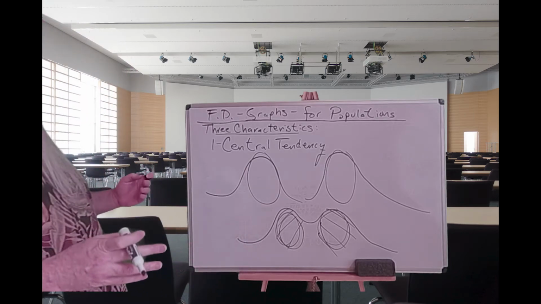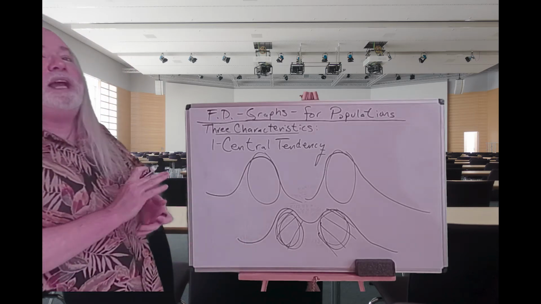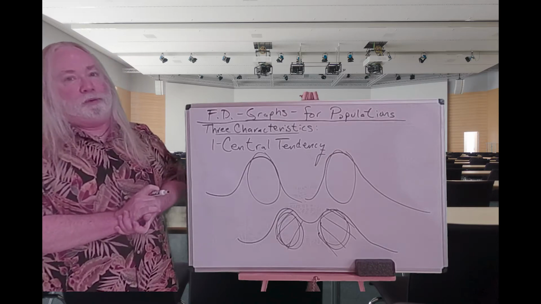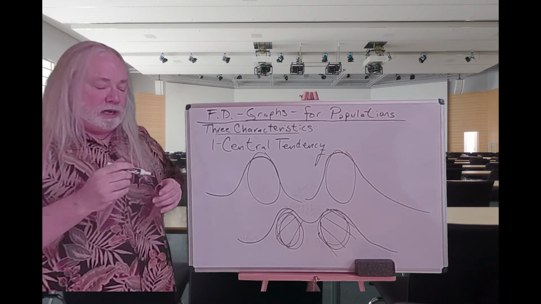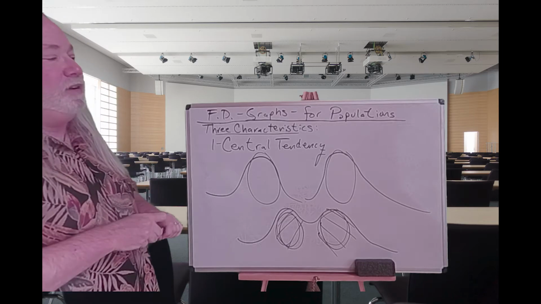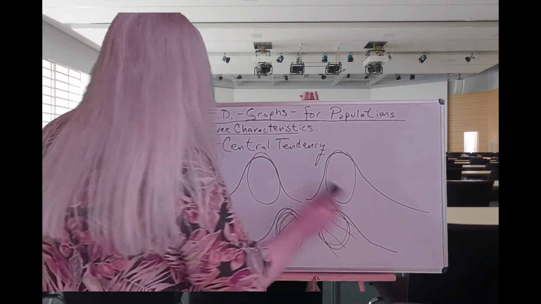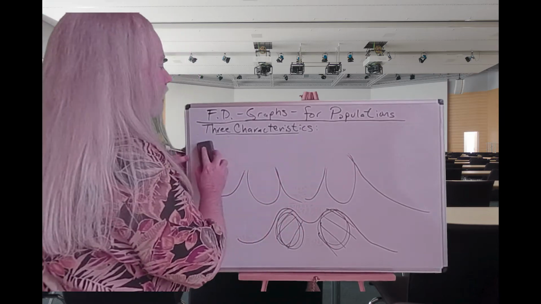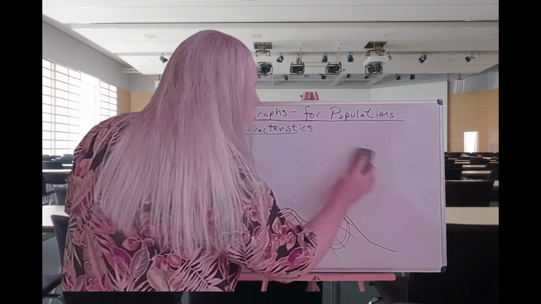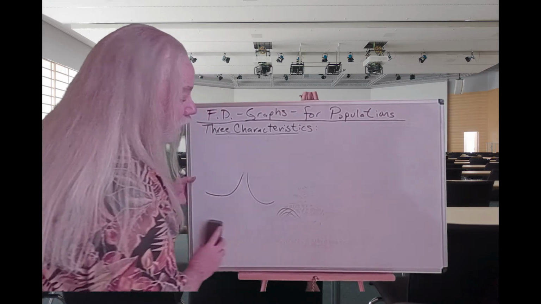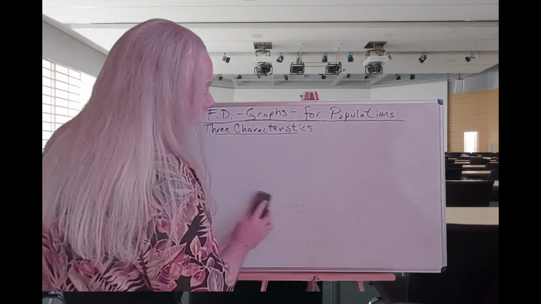So, but that's just one thing to look for. You can look at the graph and simply say, well, how did most people score? What type of score did most people tend to have? And that's central tendency. The next characteristic is called variability. That will be, all of chapter 4 will be about variability.